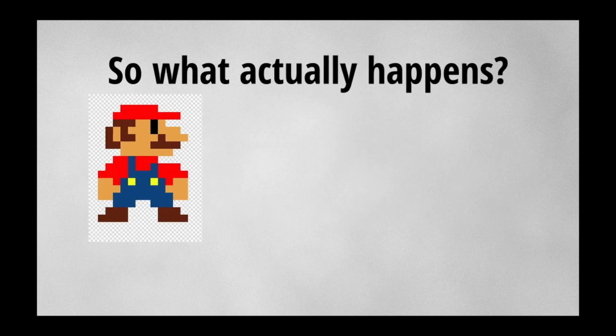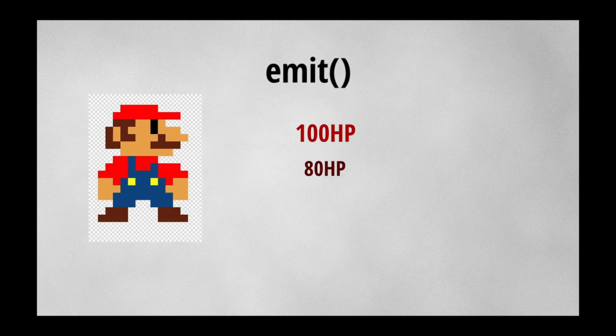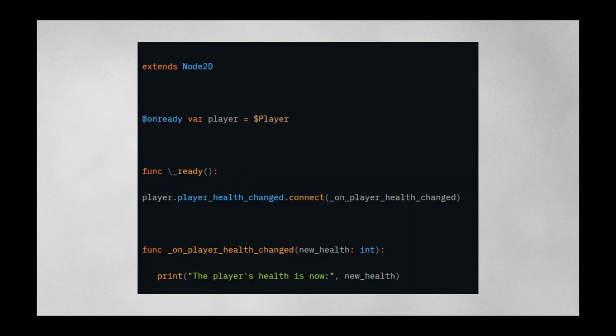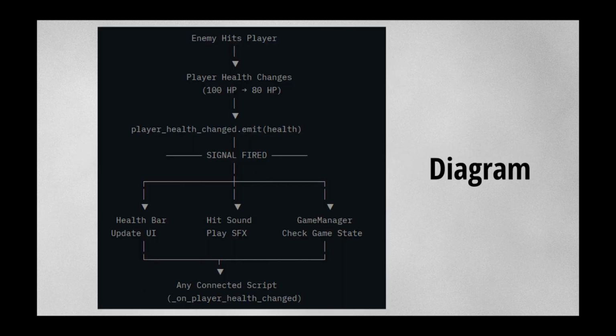So what actually happens? The player's health changes, the player emits the signal, another script is already connected to that signal, and Godot automatically calls this function. Now that script can update the UI, play a sound, notify the game manager, or do anything else. And that's basically how signals work. Here's the full diagram.